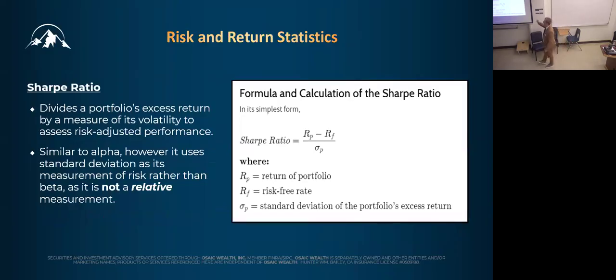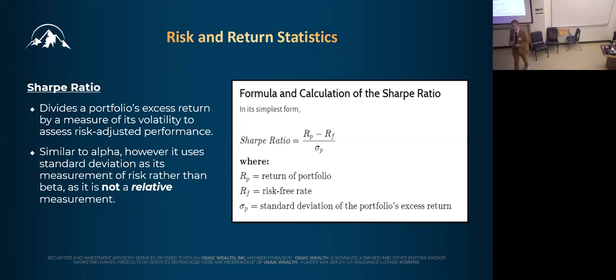The Sharpe ratio, again, is basically the same calculation as alpha, but instead of using beta as our risk measurement, we use standard deviation. So we're not comparing to anything. It's just for the level of volatility, am I getting a good return? Pretty much is it. I like using this a lot when I'm looking at different portfolios.